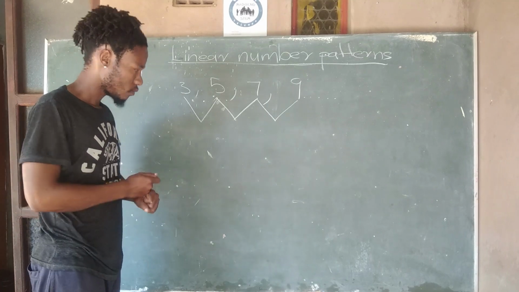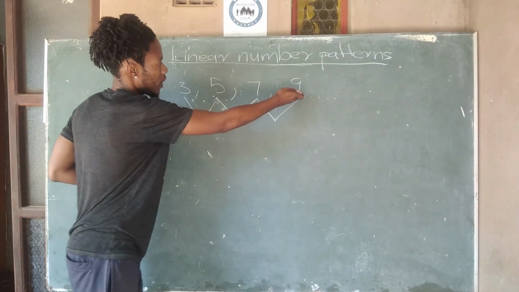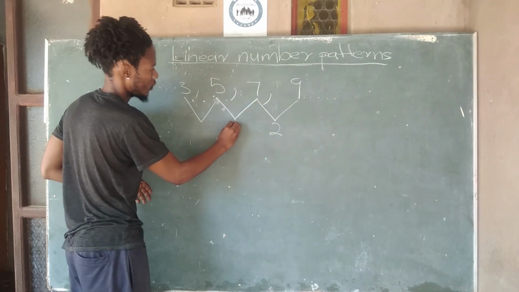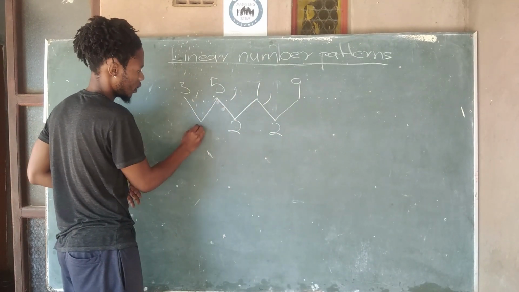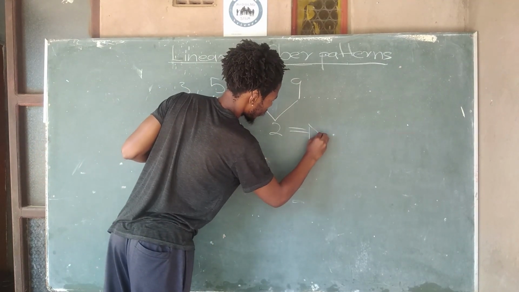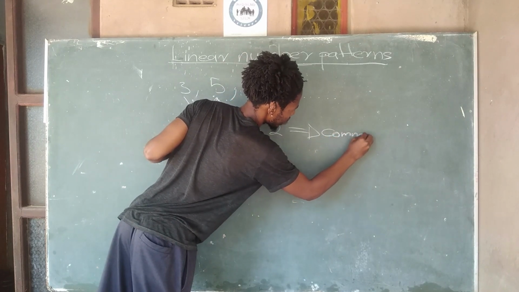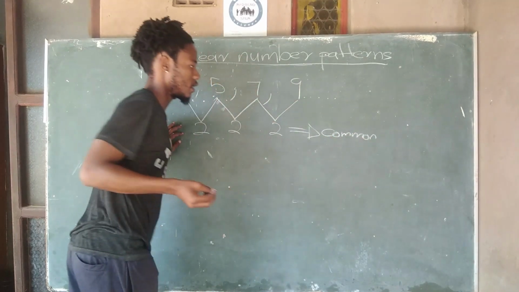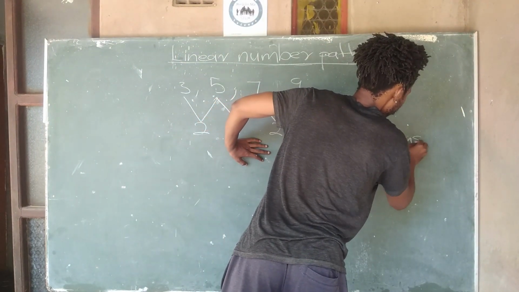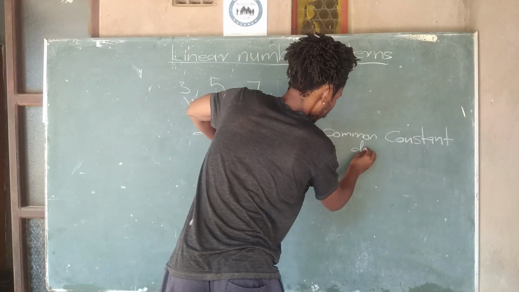So let's go and find the constant difference here, guys. What is 9 minus 7? 9 minus 7 is 2. 7 minus 5 is 2. 5 minus 3 is 2. So now this is a constant difference, common difference or constant difference. I will put it that way: common constant difference.